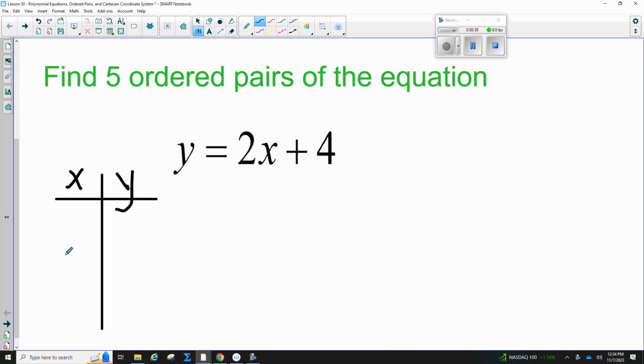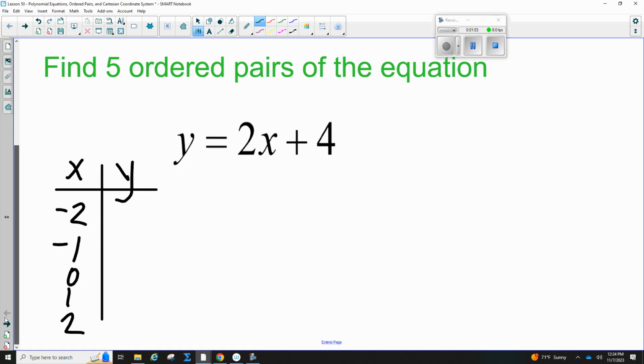If I want to find 5 ordered pairs, we can pick the values we want to plug in for X. You can actually plug in any 5 different numbers that you want. I'm going to just do these because they center around the middle, right? Usually we have a graph and 0, 0 is in the middle of that graph. So I like to pick these 5 numbers for X, that way we all do the same ones. So -2, -1, 0, 1, and 2.